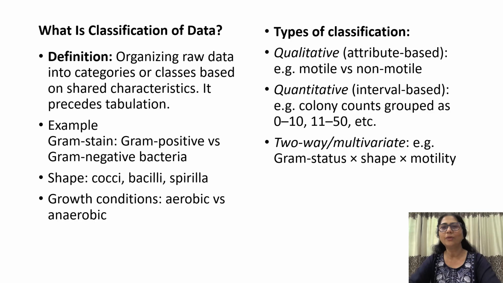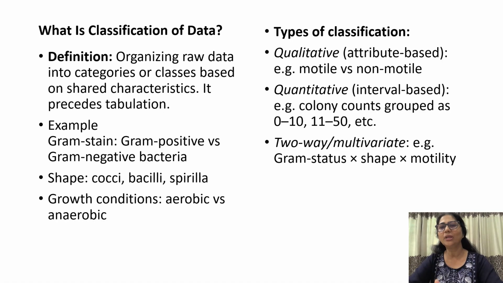So the qualitative variable: classification on the basis of attributes like motile, non-motile. Quantitative: how many, the number of bacteria in a colony, like CFU. So we can classify on the basis of their quantity, best in the class interval form.